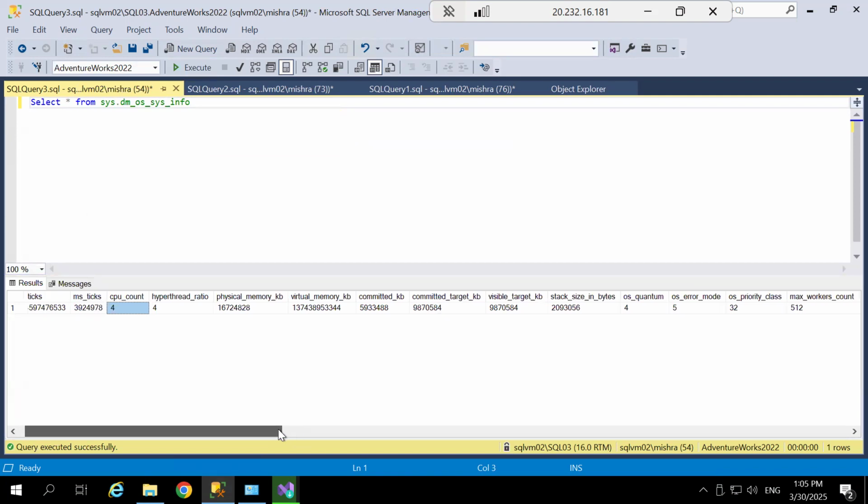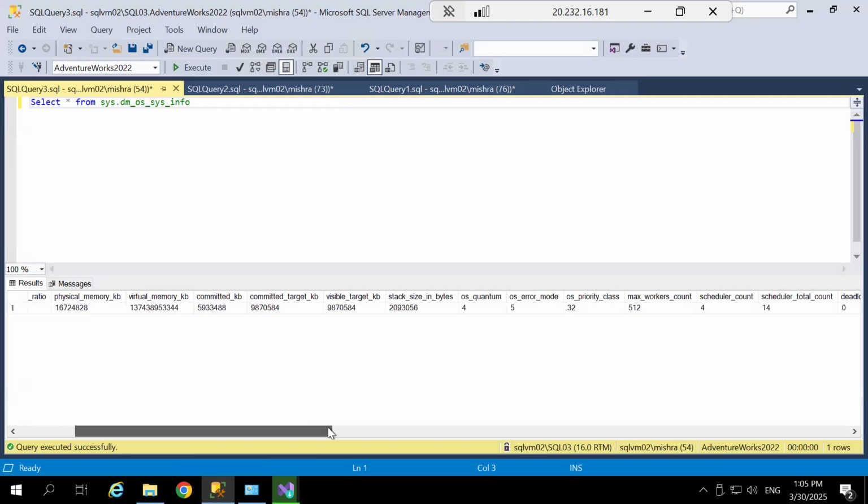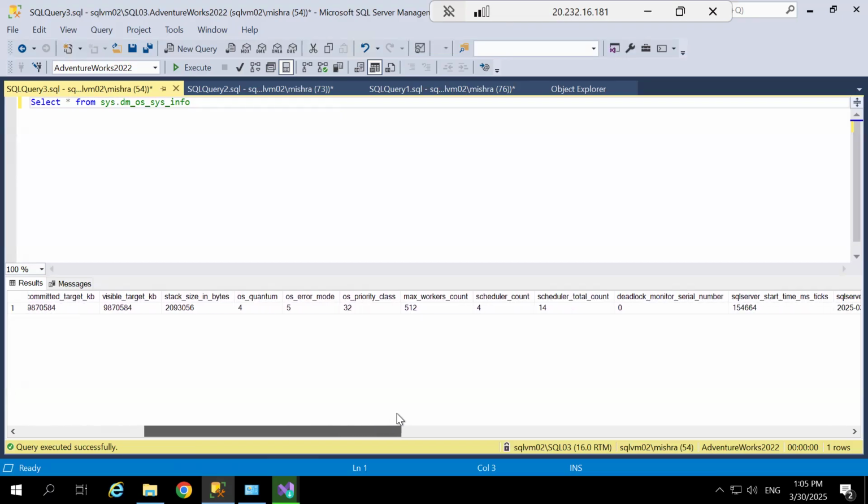That's fine. Is it giving me information regarding schedulers? Yes, it is giving me information regarding schedulers also. For 4 processors, we have 4 schedulers, right? So your scheduler count will always be equivalent to the number of processors you have allocated to SQL Server.